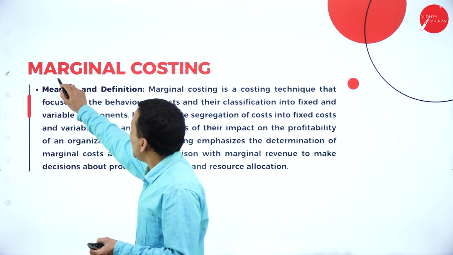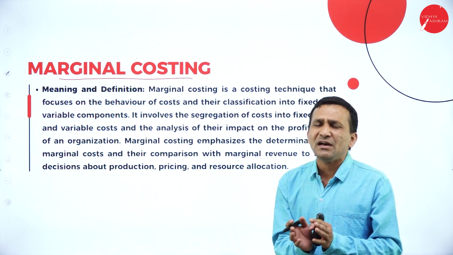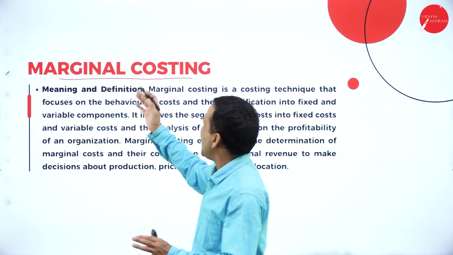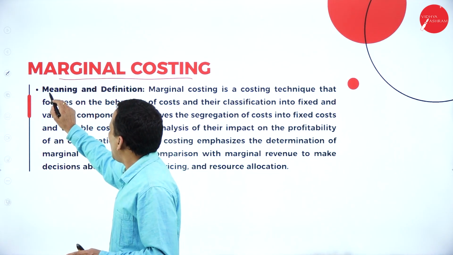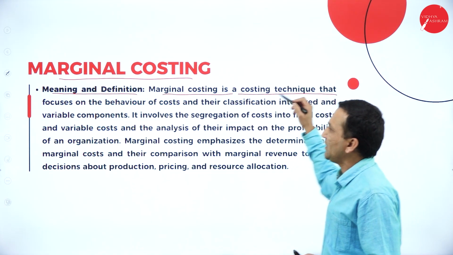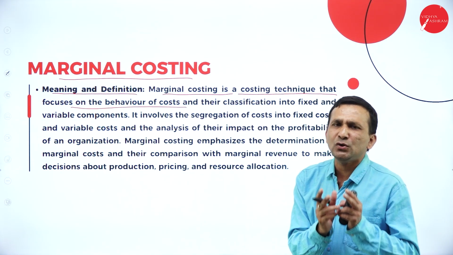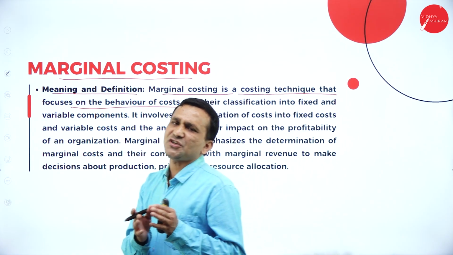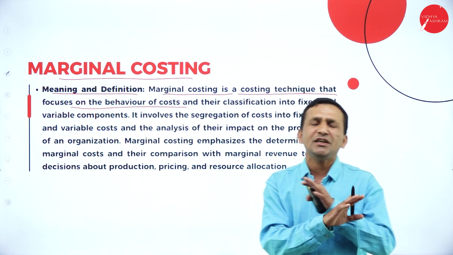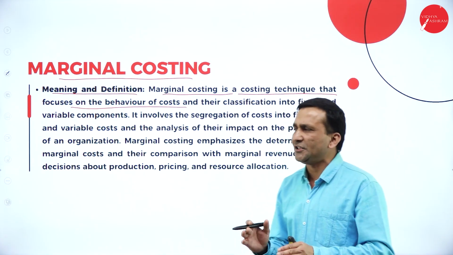Production. Okay, under marginal costing, whatever was in the previous slide was completely marginal cost. Now marginal costing. Meaning and definition: marginal costing is a costing technique that focuses on the behavior of cost. There are two major costs we identify: fixed cost and variable cost. Fixed cost, any cost, won't change, it is always constant, but variable cost keeps on changing.